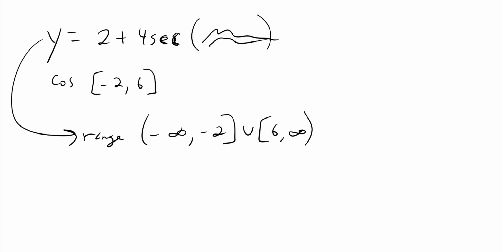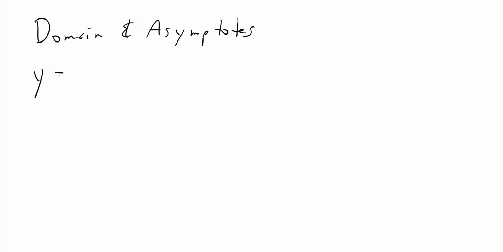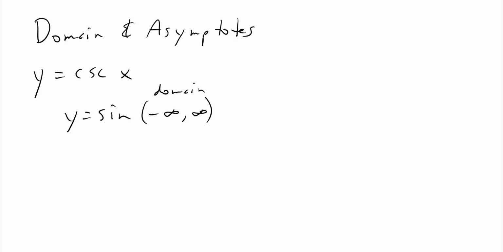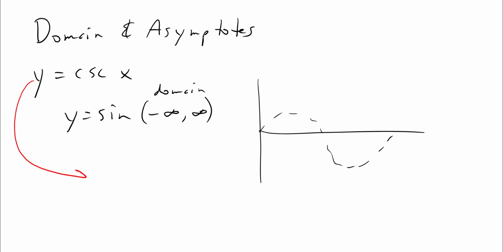Okay, so now let's take a look at the asymptotes and domain. Let's write that out here. So we have domain and asymptotes, and they kind of go hand in hand. So do you guys agree that for y is equal to cosecant of x, y equals sine of x, the domain is from negative infinity to positive infinity? That's pretty easy. Well, what issue do I have with cosecant? Remember, we drew this a little while ago. Here's your graph of sine. So my domain is from negative infinity to positive infinity.